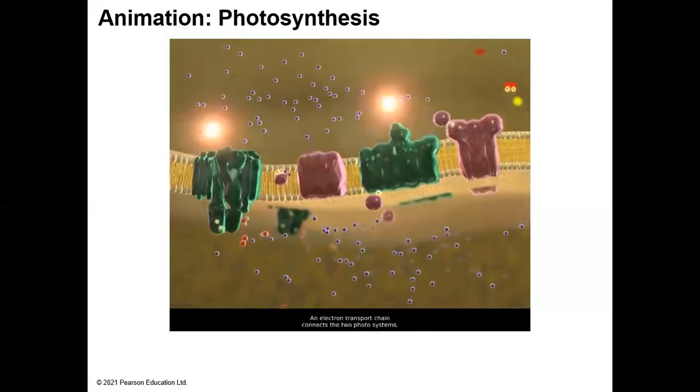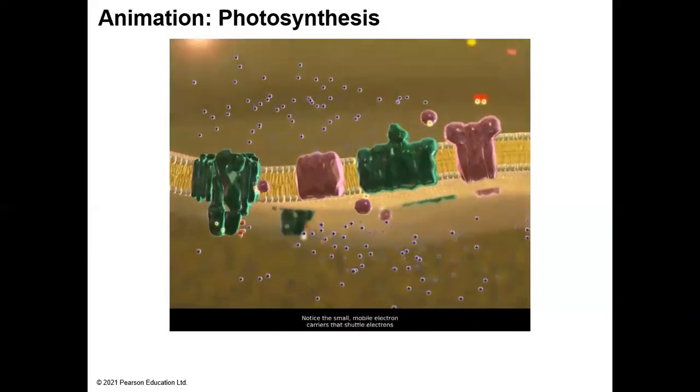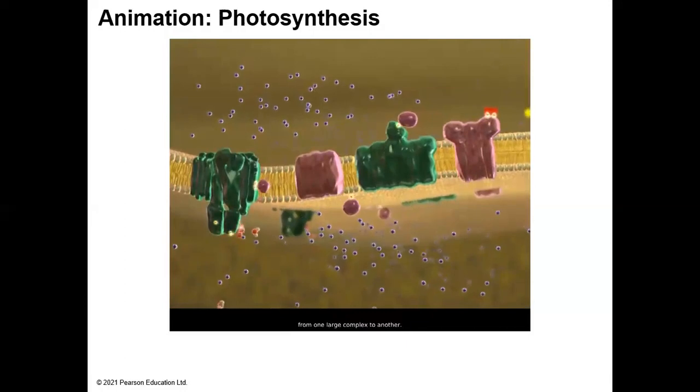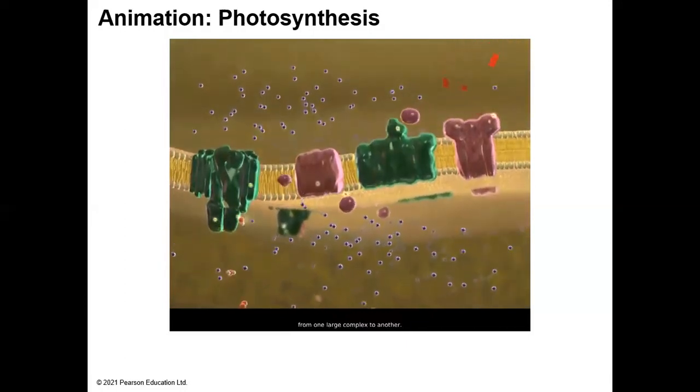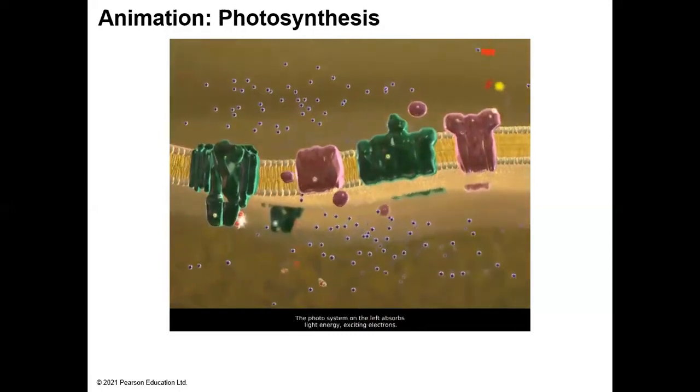An electron transport chain connects the two photosystems. Notice the small mobile electron carriers that shuttle electrons from one large complex to another. Now let's take a closer look at the steps of the light reactions.